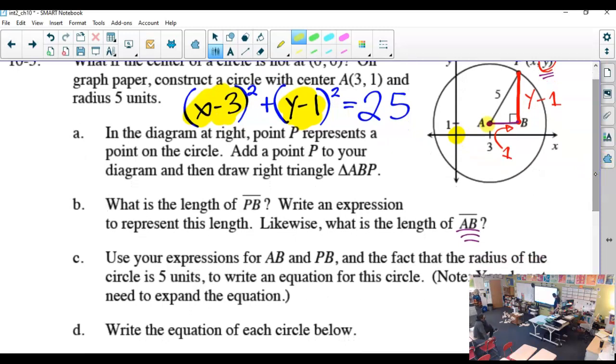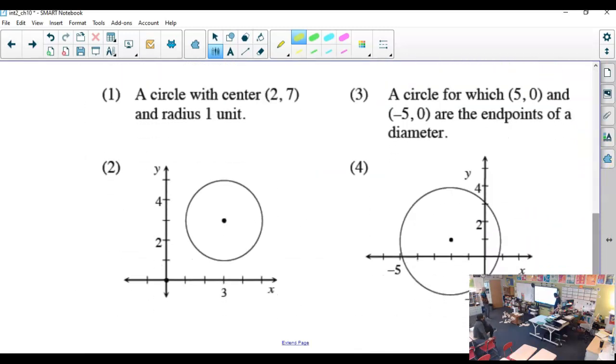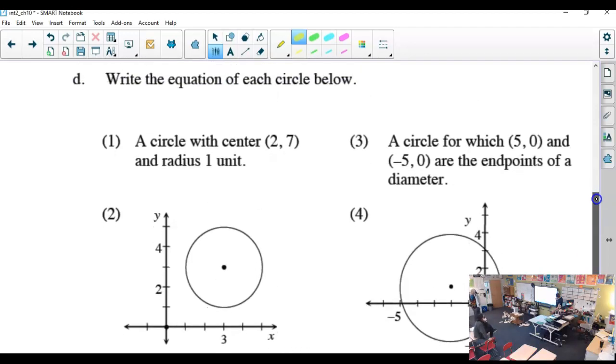Let's try these. Two different equations for these two different circles. Write the equation. Sorry, I guess I scrolled too far. Write the equation for each circle.